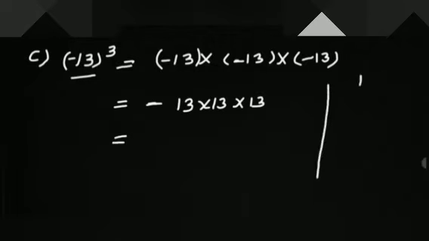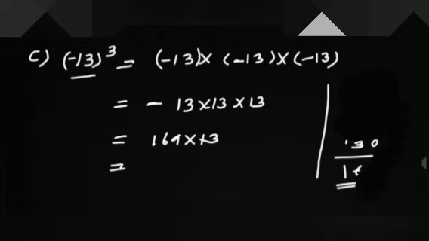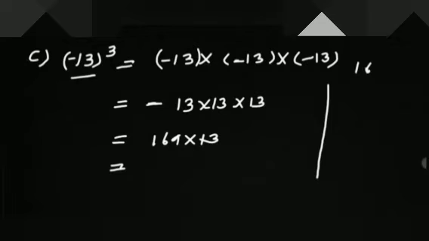Now, let us find out the answer. 13 into 13. 3 3s are 9. 1 3 is 3. Put 0 down. 1 3 is 3. 1 1 is 1. 9, 6, 1. 169. 169 into 13. So, let us find out 169 into 13 in the working column.